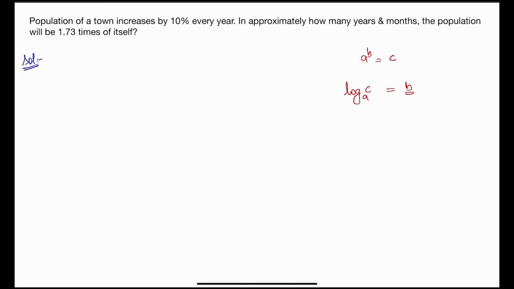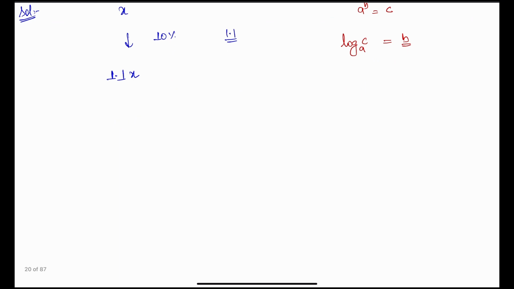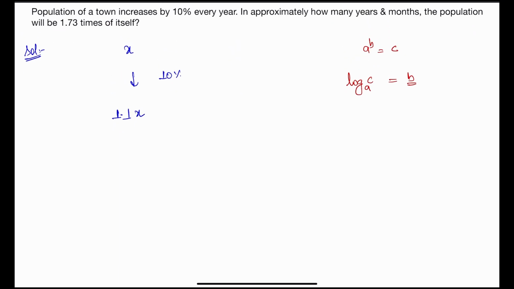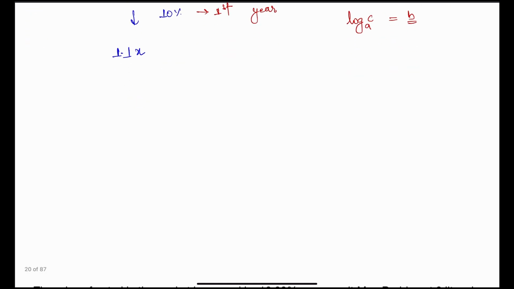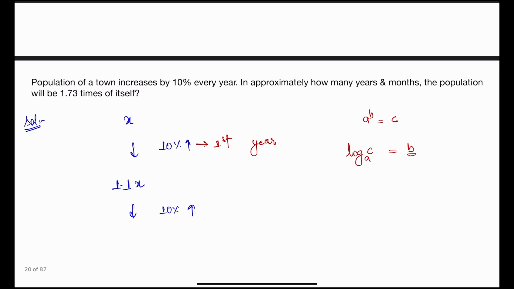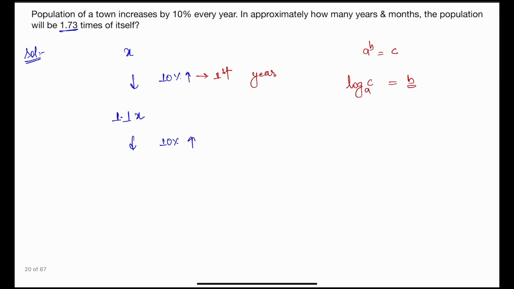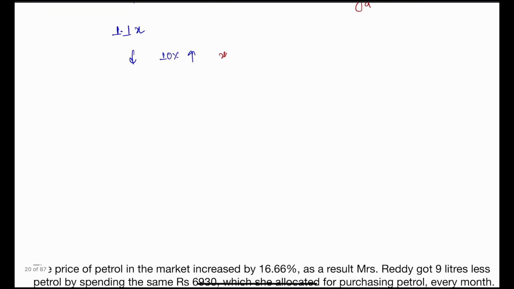When this type of question comes, we can take a value of x and start doing the same thing, 10% increase. So the multiplying factor will be 1.1, so it will be 1.1x. This is the first year. Again 10% increase, because every year 10% is increasing till it becomes 1.71 times. So the second year, multiplying factor 1.1, it will become 1.21x.